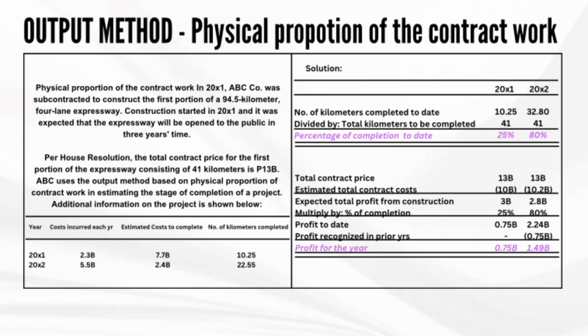For 20X2, the expected total profit from construction is 2.8 billion because 13 billion minus 10.2 billion is 2.8 billion. Multiplied by 80%, that will give you 2.24 billion less the profit recognized in prior year, which is the profit on 20X1, that is 0.75 billion. That will give you a profit for the year 20X2 of 1.49 billion.